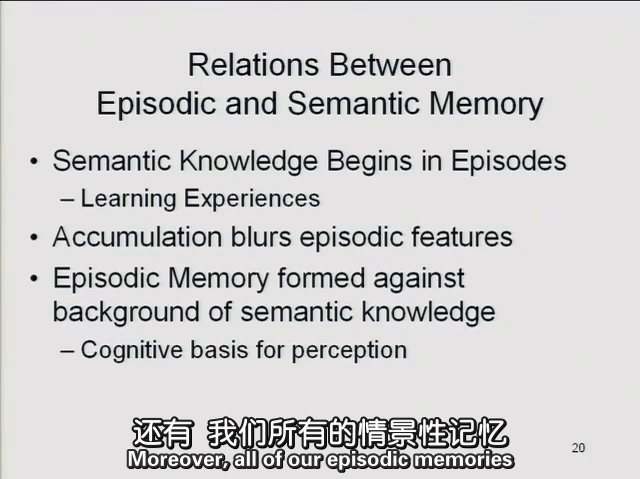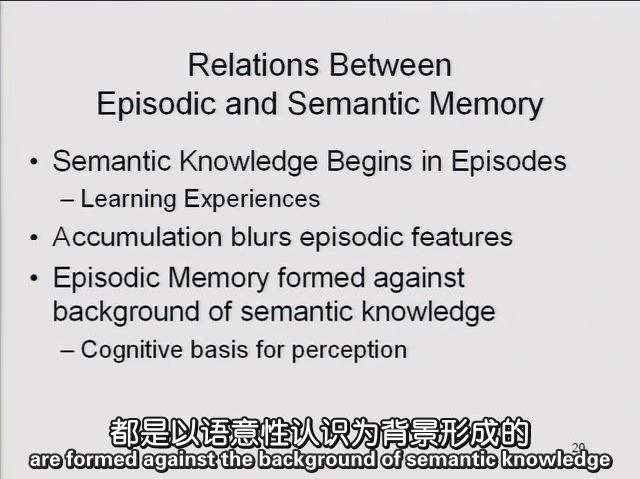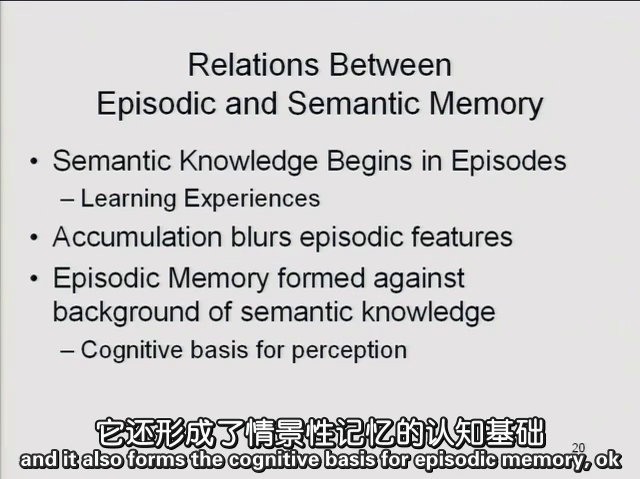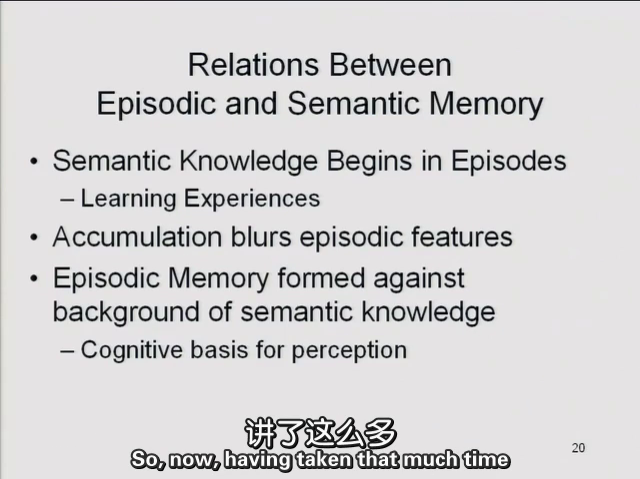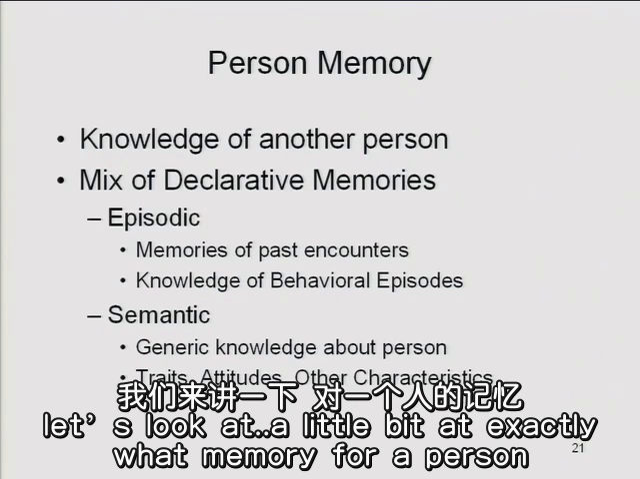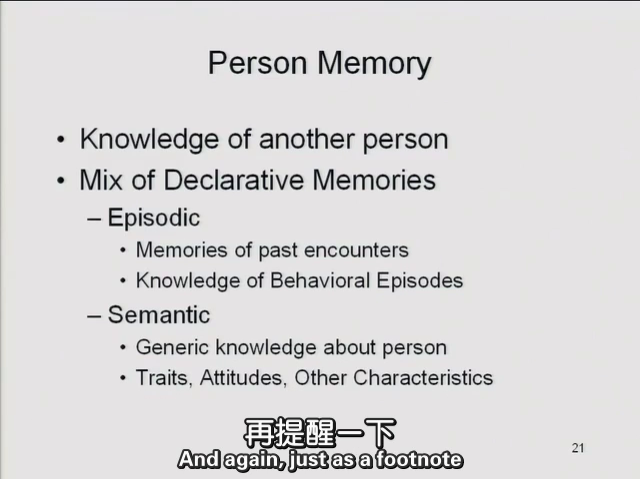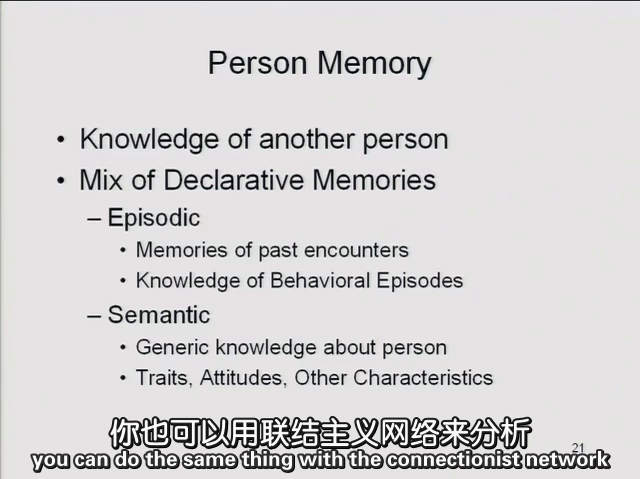Moreover, all our episodic memories are formed against a background of semantic knowledge. Our world knowledge forms a basis for perception, and it also forms the cognitive basis for episodic memory. Okay, so now, having taken that much time, let's look a little bit at exactly what memory for a person, our knowledge of a person, would look like in this associative network system. And again, just as a footnote, you can do the same thing with a connectionist network.